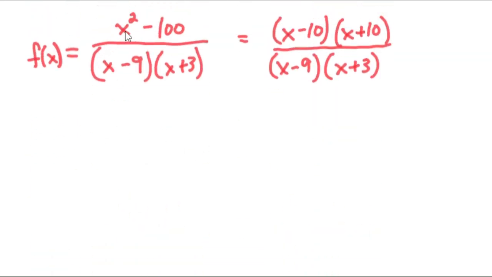In fact, for this one, it's a good idea to factor the numerator. So notice this is the function that we had. The numerator factors would be x minus 10 times x plus 10. That's a difference of squares. But notice neither of these factors gets canceled with a factor up there.